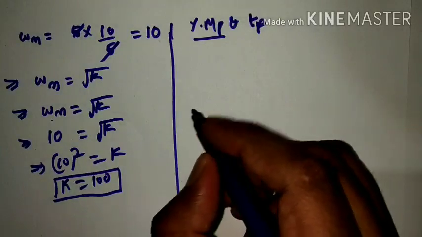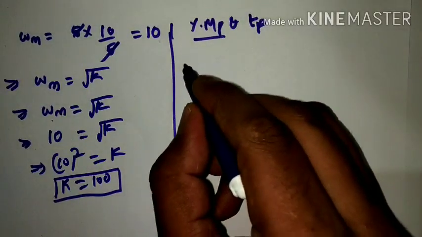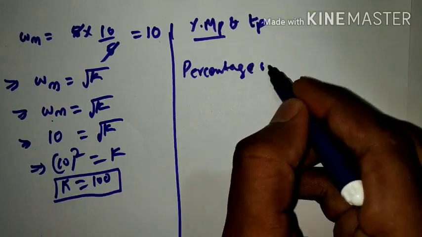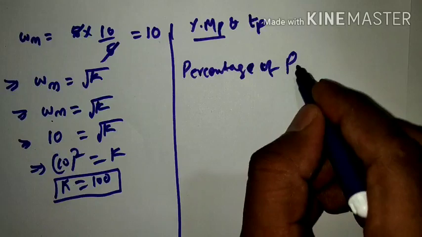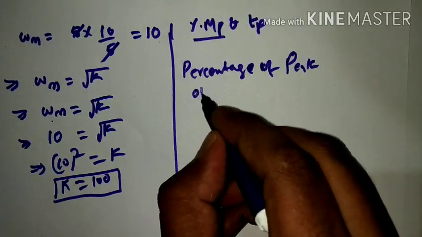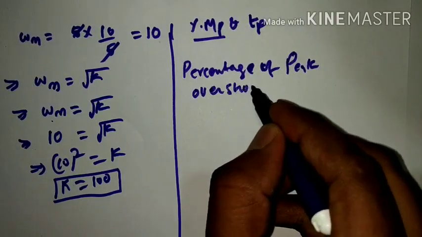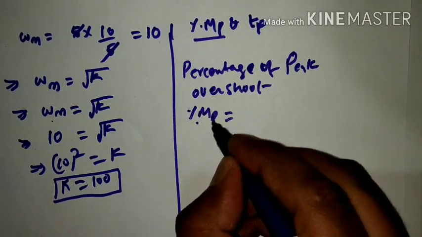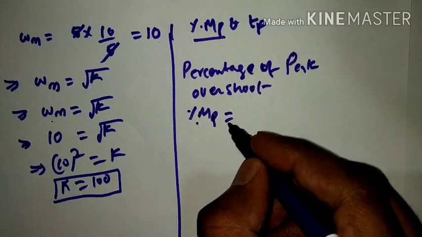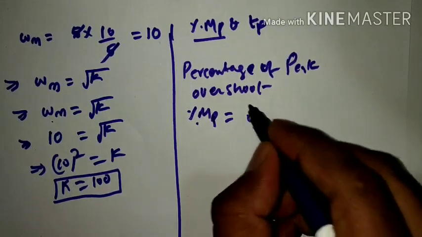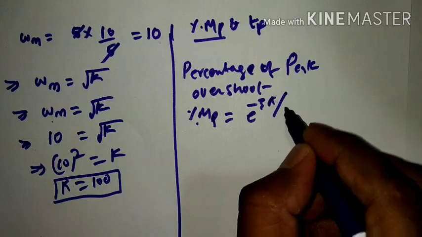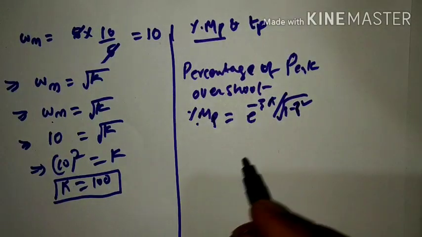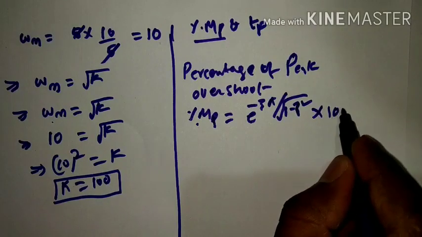Okay, so the percentage of peak overshoot, the formula is percent of Mp, M suffix p, equal to e raised to minus zeta pi by root of 1 minus zeta square, into 100.